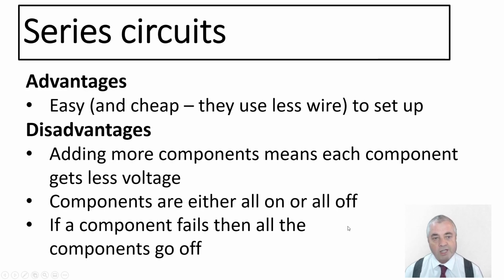So if we were to summarise the advantages and disadvantages of each type of circuit, here's how we would do it. The advantage of a series circuit is that it's simple to set up and it's cheap because it uses less wire. But it's got some important disadvantages. If you add more components, they get less voltage, and for bulbs, that means they're less bright. And all the components are either on or off. You can't switch them on or off individually.